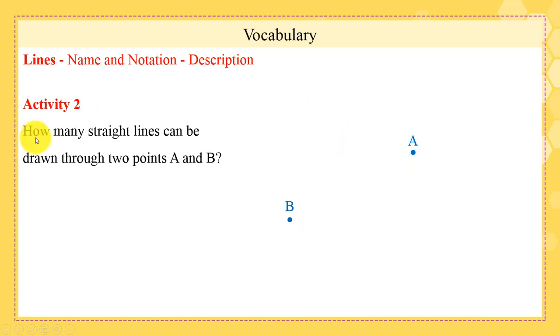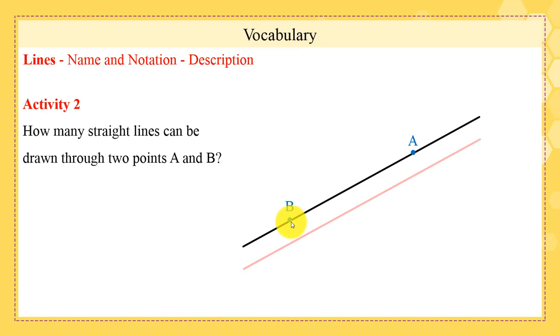Another activity. How many straight lines can be drawn through 2 points A and B, given point A and point B? How many straight lines? Let's see. 1. The second straight line becomes above the first straight line. So the answer will be 1 and only 1 straight line can be drawn through 2 points.